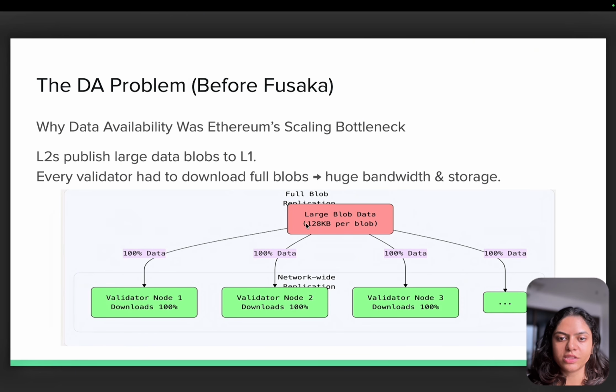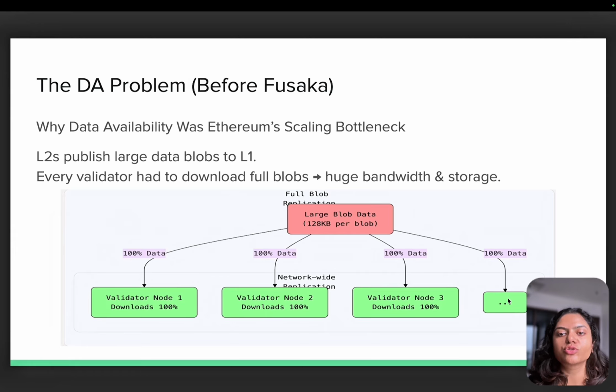Here we can see in this diagram how full blob data works. The large blob data is 128 KB per blob. So 100% data, 100% data, 100% like this. One validator node downloads 100%, then the second also downloads that. So network redundancy happens, as they have to download the whole data and that is not needed.